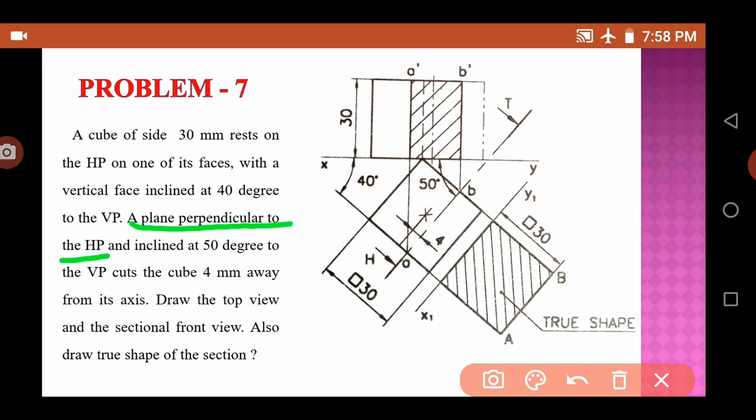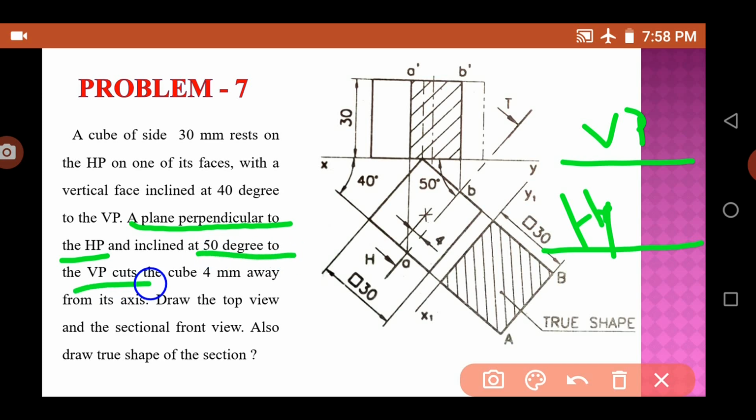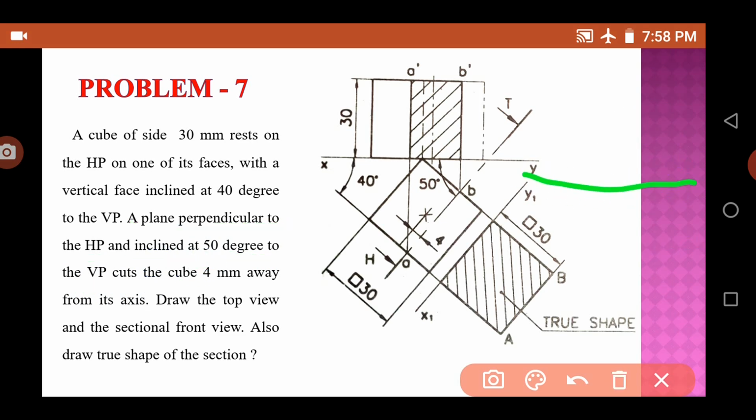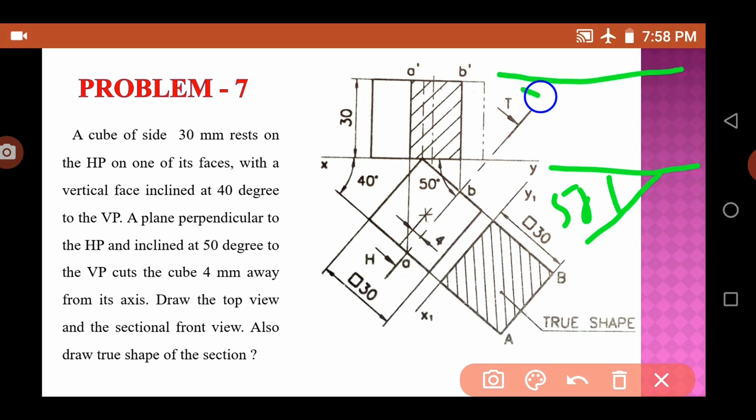So you know that when a plane is perpendicular to HP, the line should be like this. If you draw a VP and HP, and something is perpendicular, it means like this actually. Okay, it is given here that it is inclined 50 degrees to the VP. So it means that on the XY line, it is a 50-degree angle, either this side or maybe this side.